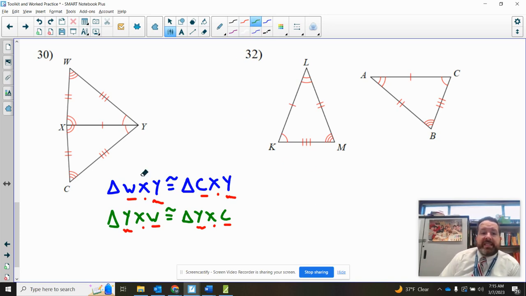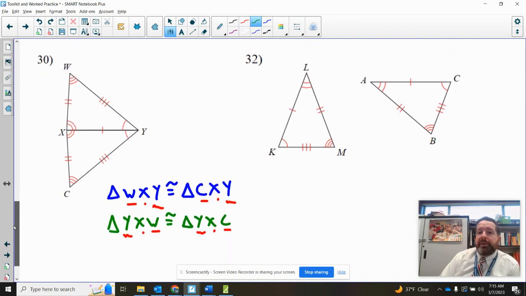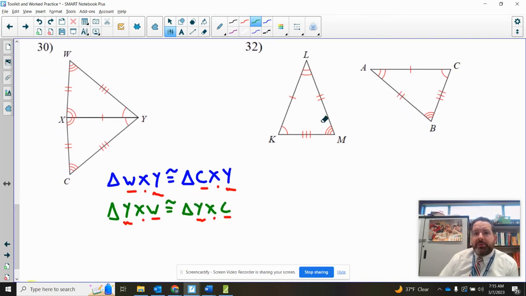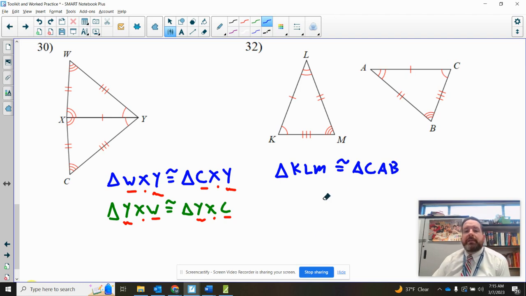Last one here, same deal. I'm going to start with this triangle, and I kind of like doing the 1, 2, 3 angle mark way. So triangle, let me switch back to blue also. I like my blue. Triangle KLM is congruent to, and then over here, 1, 2, and 3 marks would be triangle CAB.